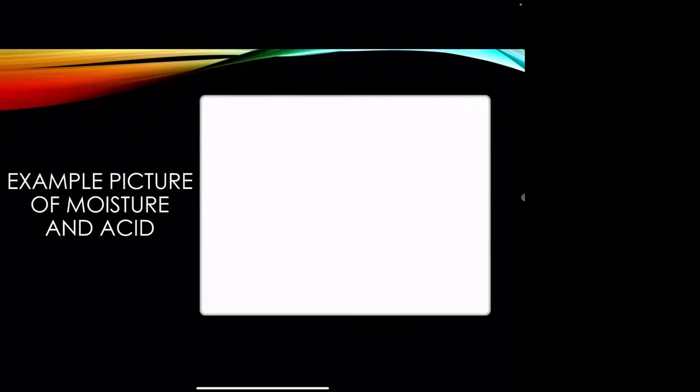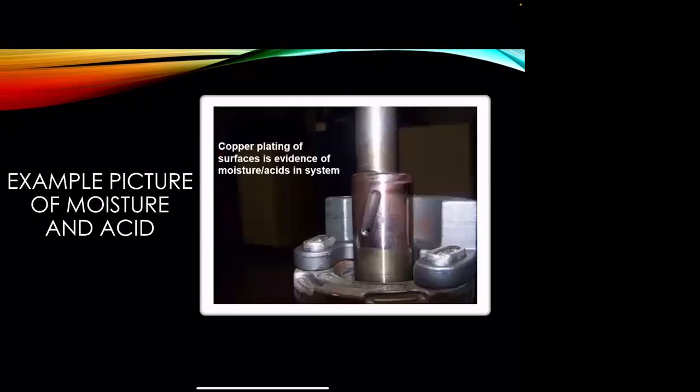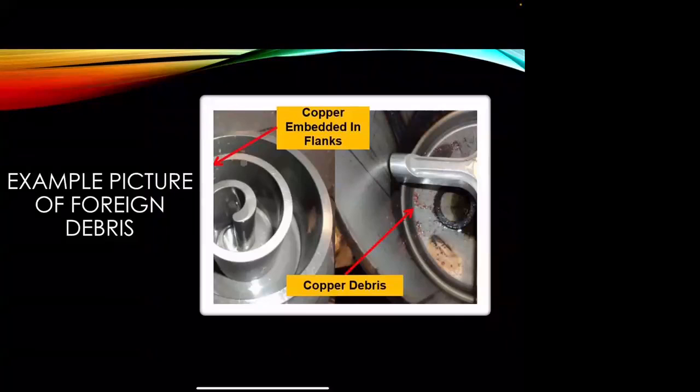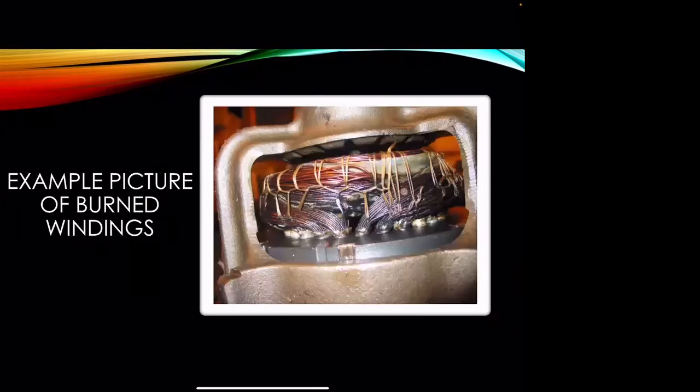So here's an example picture of moisture and acid. How they can tell that from the factory is you start to see this bronzing or copper plating occurring from the acid. And again, that's evidence of acid or moisture in the system. Foreign debris, little flakes. See these little flakes here? That should not be in the compressor. Or burned windings. You can see they're all burnt here.